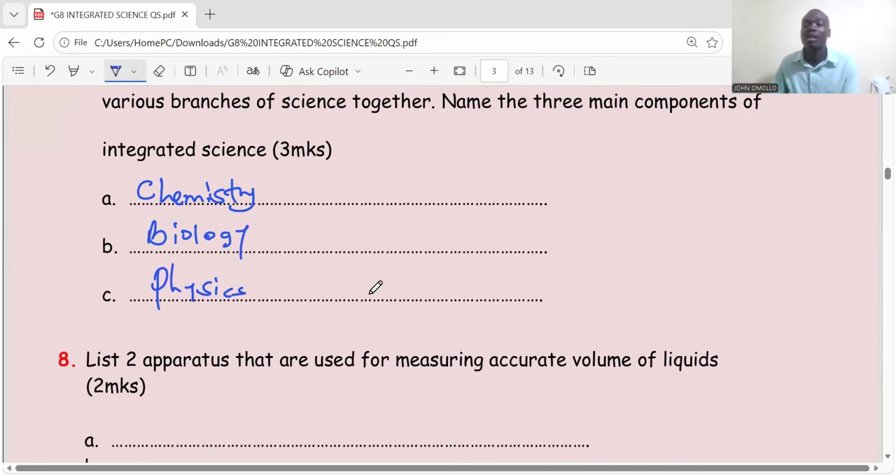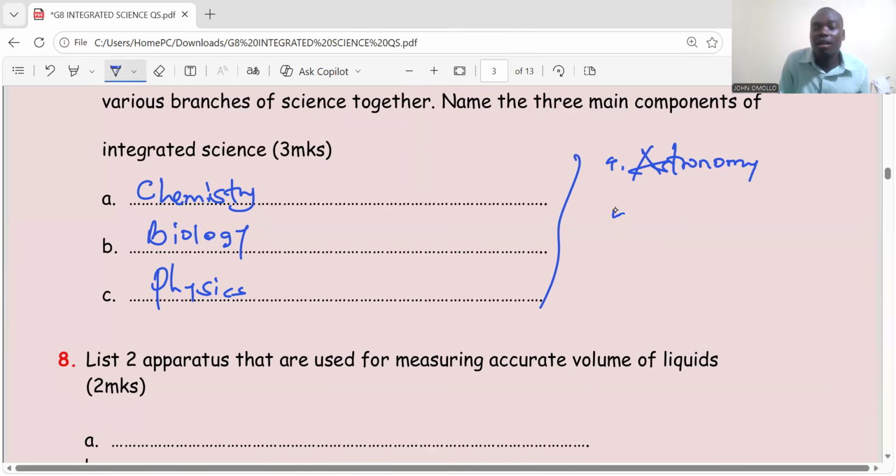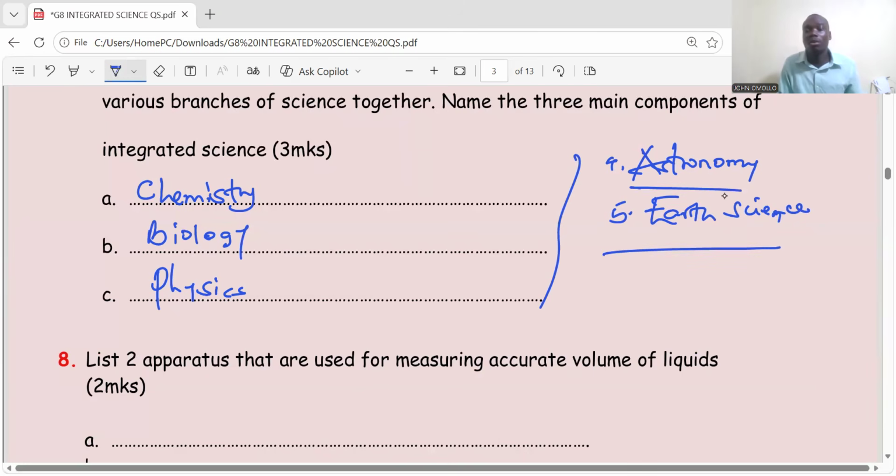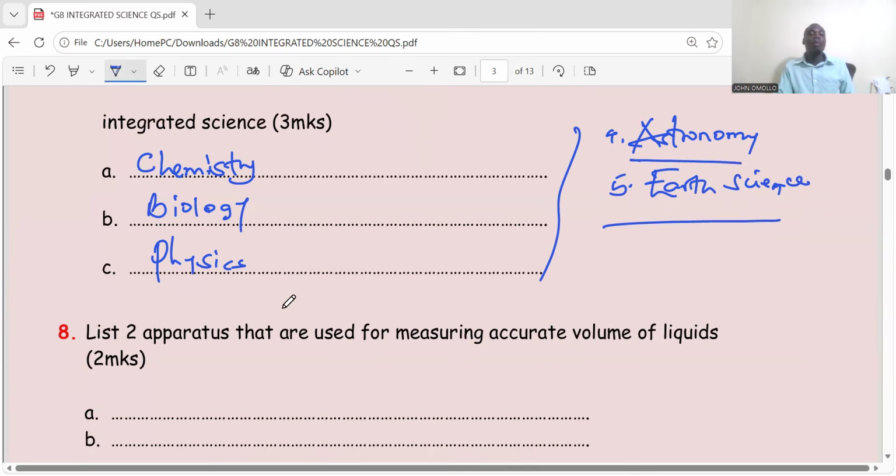If the question comes, integrated science has how many sub-disciplines? Talk about chemistry, biology, and physics. How many components? Talk about the 3. Unless they ask you for 5. If they ask you for 5, number 4, we can talk about astronomy. And number 5, we talk about earth science. So in that case, you are allowed to add the 2. Let's move to number 8.